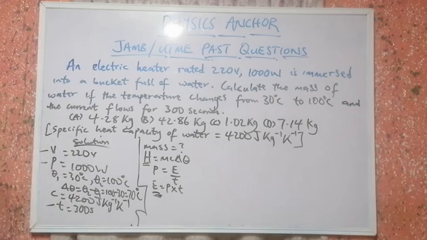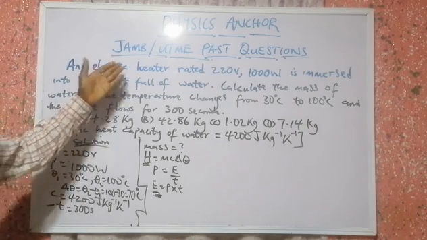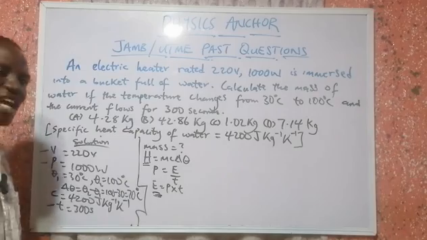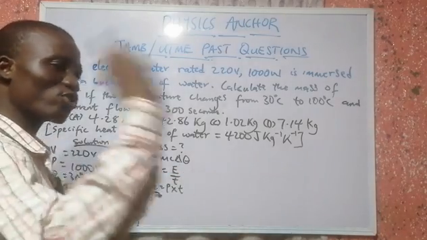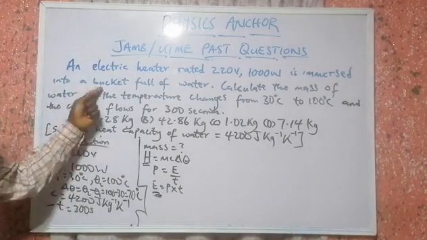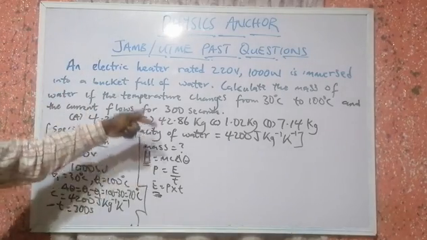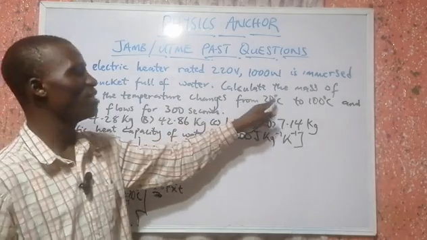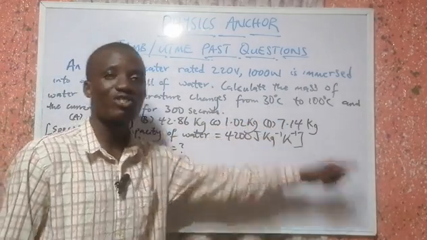Okay, if you read the question very well, it's just like you put an electric heater. The heater is making use of the electric source, that's electric energy, and the heater actually raises the temperature of the water from 30 degrees Celsius to 100 degrees Celsius.